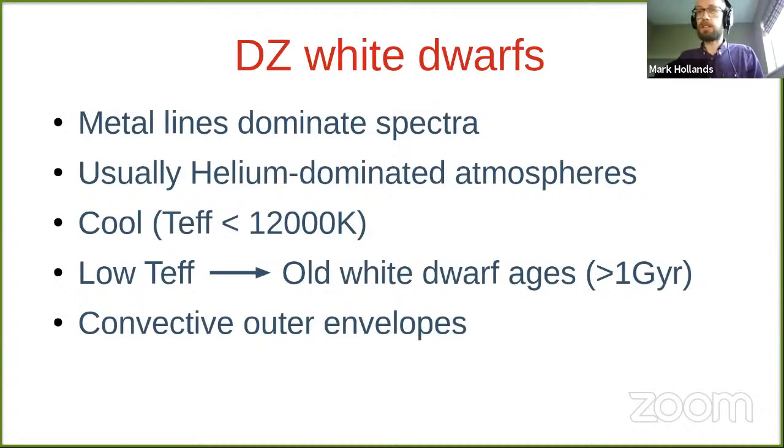And this means old ages for the white dwarf. So at least 1 billion years. And actually the objects I'm talking about here are all going to be in the range 5 to 10 billion years. But the other important feature that DZ white dwarfs have that I need to mention is that they have deep convection zones in their outer envelopes.